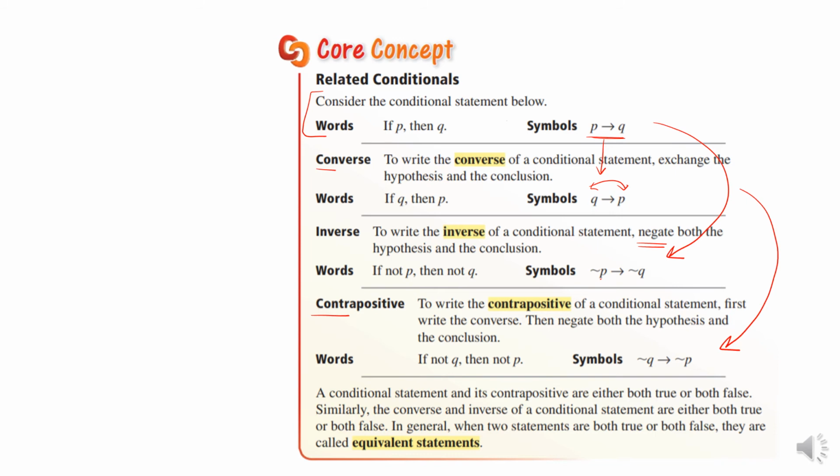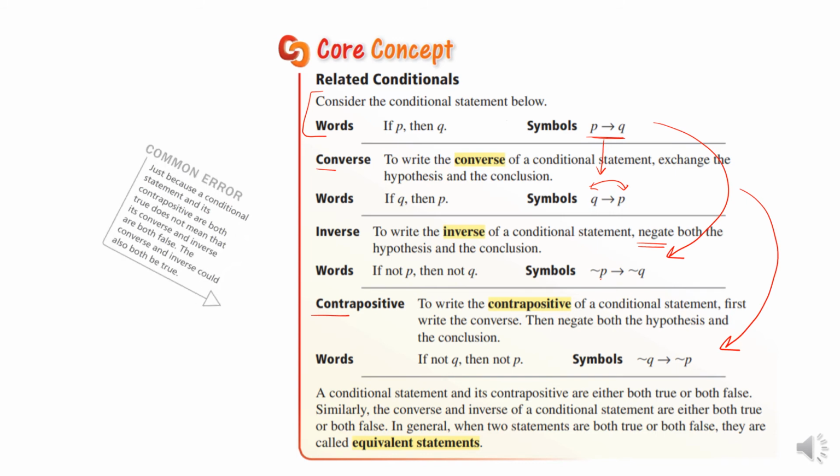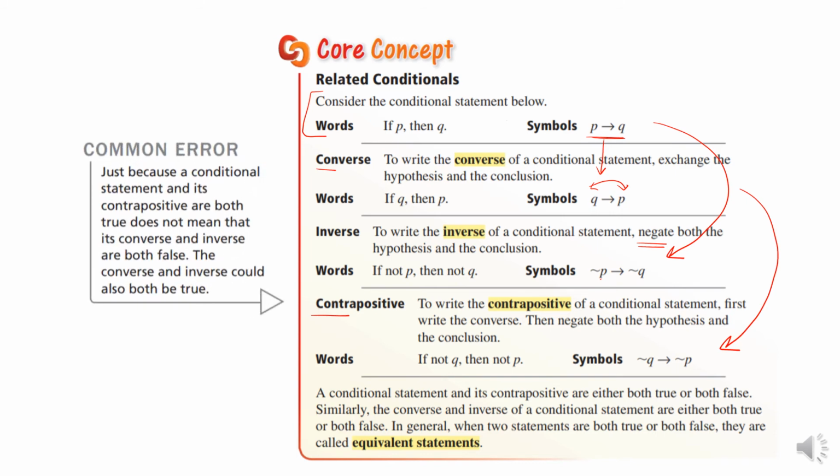Okay, so try to look through these. I might have made that a little confusing for you, so read through these so that you understand what each one would be. Now, one of the things they wanted to point out, and this is in the IM1 book, is just because a conditional statement and its contrapositive are both true does not mean that its converse and inverse are both false. The converse and inverse could also both be true. So you have to judge each statement on the basis of its validity, not just on whether other ones are true or false.